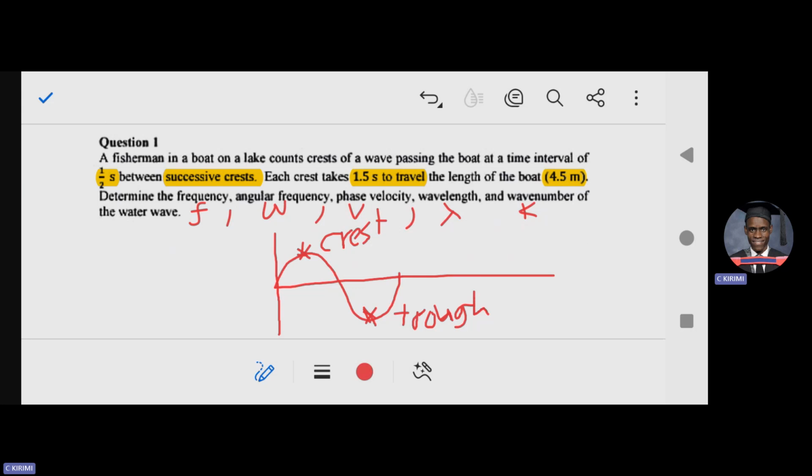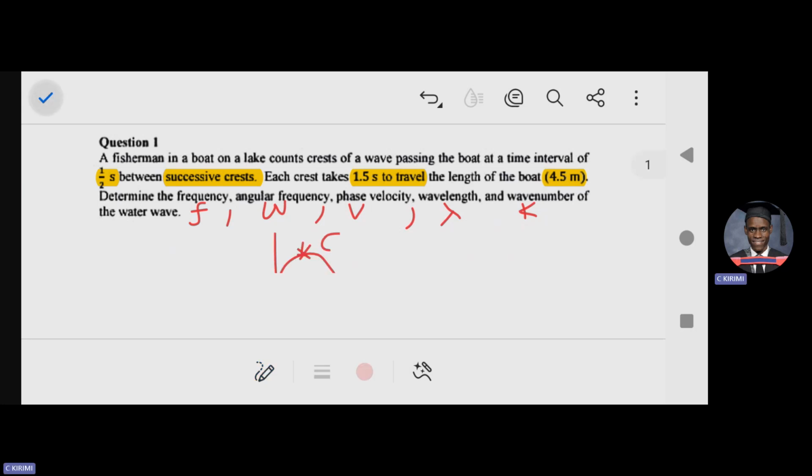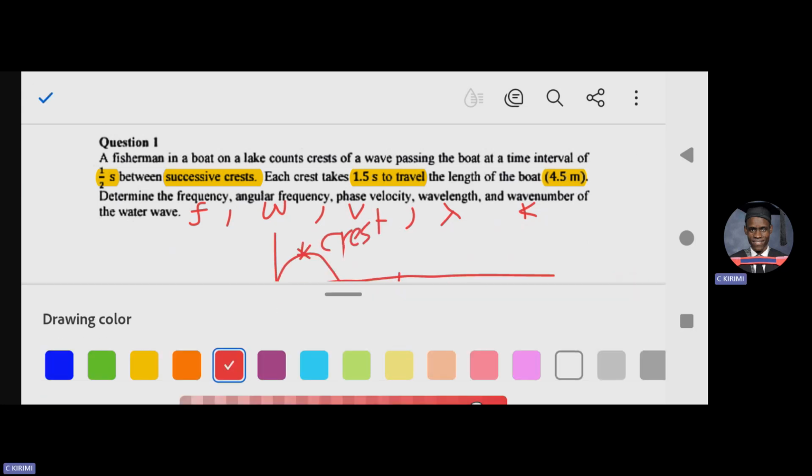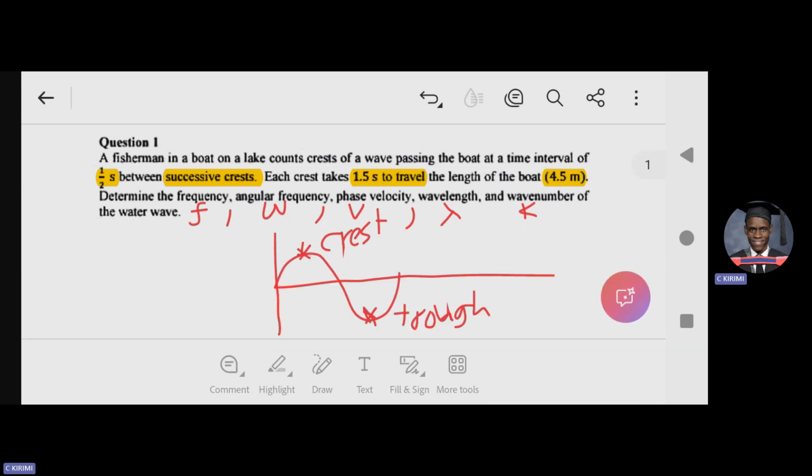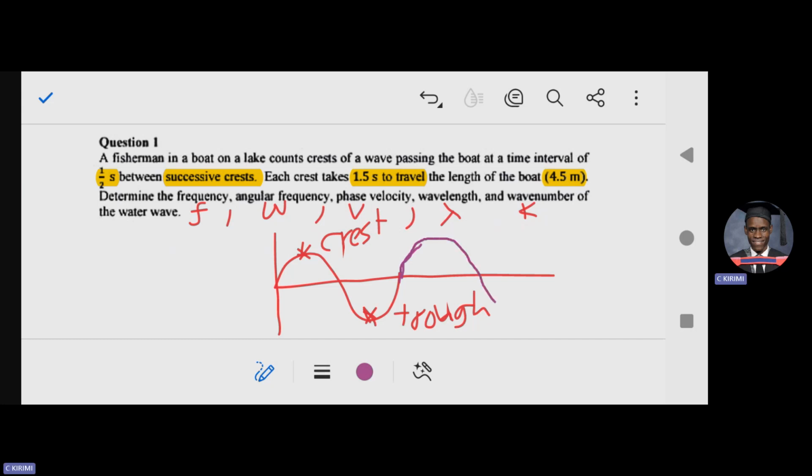If we repeat another wave, continuing the same sine wave from the origin, it comes back. These are the crests which we are talking about, and the ones at the bottom are the troughs.